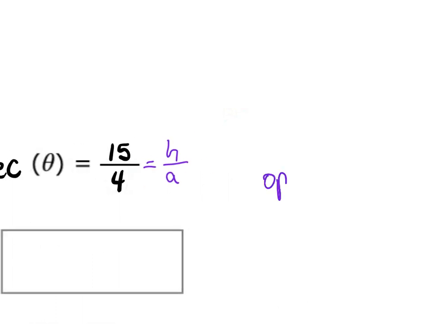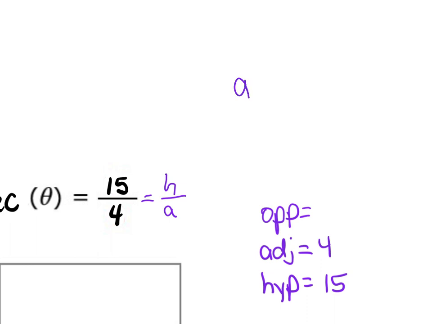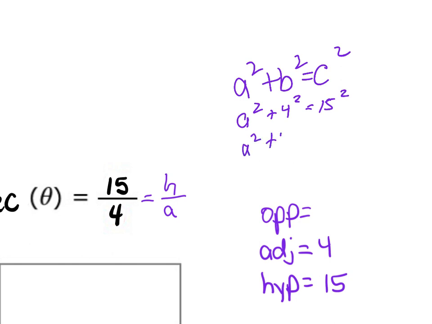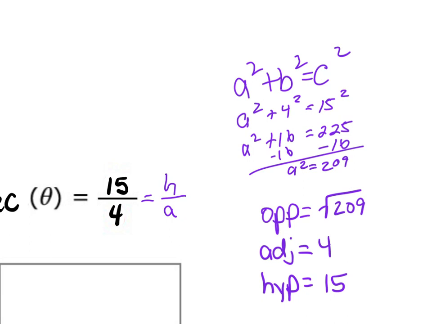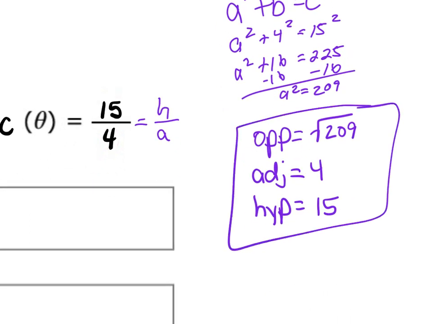So the 3 pieces I need are opposite, adjacent, and hypotenuse. The 2 pieces they gave me are 15 for hypotenuse, 4 for the adjacent. So in this case, guys, I'm looking for a leg. A squared plus B squared equals C squared. A squared plus 4 squared equals 15 squared. A squared plus 16 equals 225. If I subtract 16 from both sides, a squared equals 209. So my opposite side would be the square root of 209. And you would just use those three values to find whatever trig function that they're asking you about.